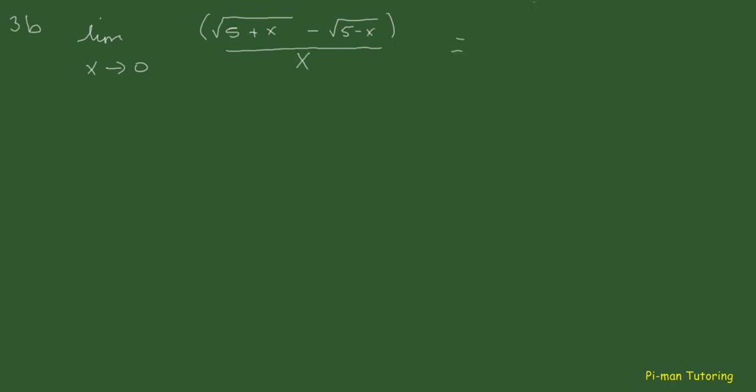And now again, we start by feeding in the value to see if we can get the limit simply by substituting in the value. Feed in a 0, we get root 5 minus root 5 divided by 0, we get 0 over 0. So that's no good. So now we know we can't factor, but we do have radicals, so we're going to use the conjugate approach. So the limit as x tends to 0.